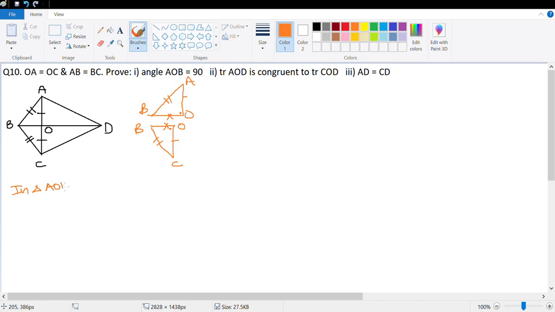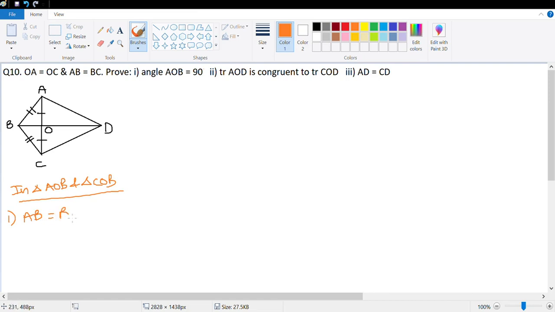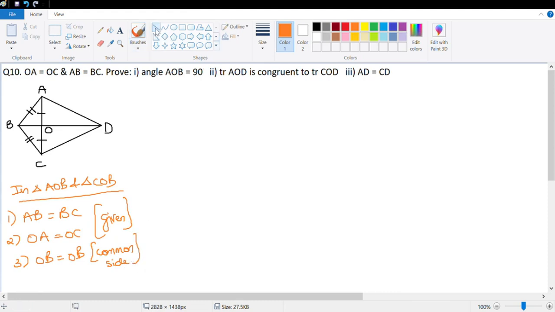In triangle AOB and triangle COB, what do we have? Okay, let me just erase what I had written here. So point number 1, AB is equal to BC. Point number 2, OA is equal to OC. For both of these, the reason is given. And point number 3, OB is equal to OB, which is the common side. Therefore, triangle AOB is congruent to triangle COB. This is by the SSS test.